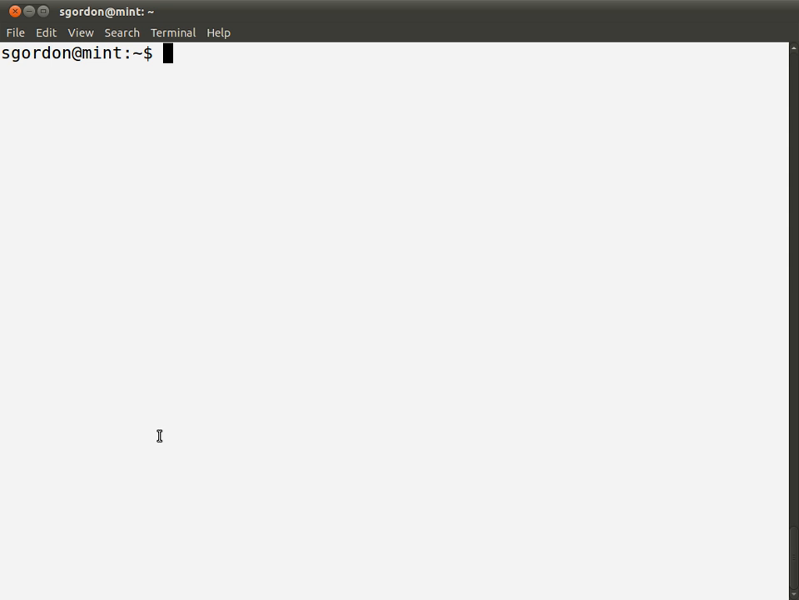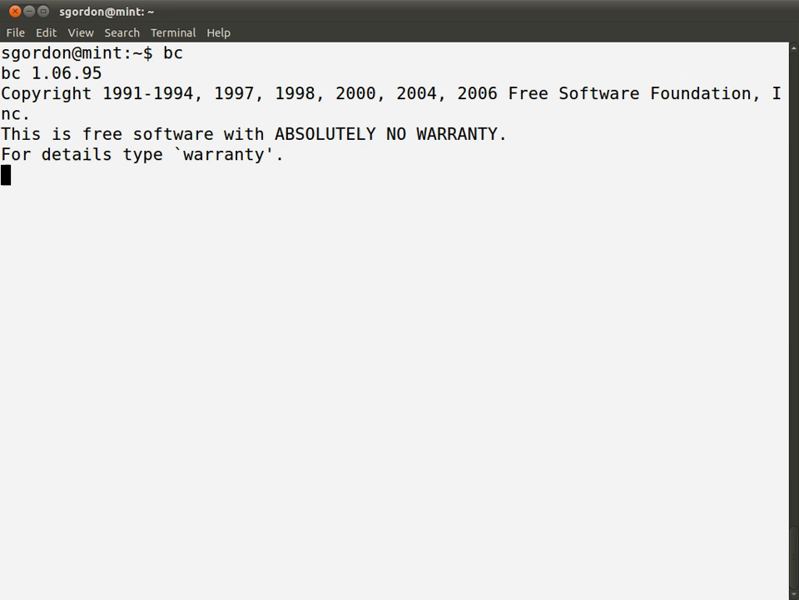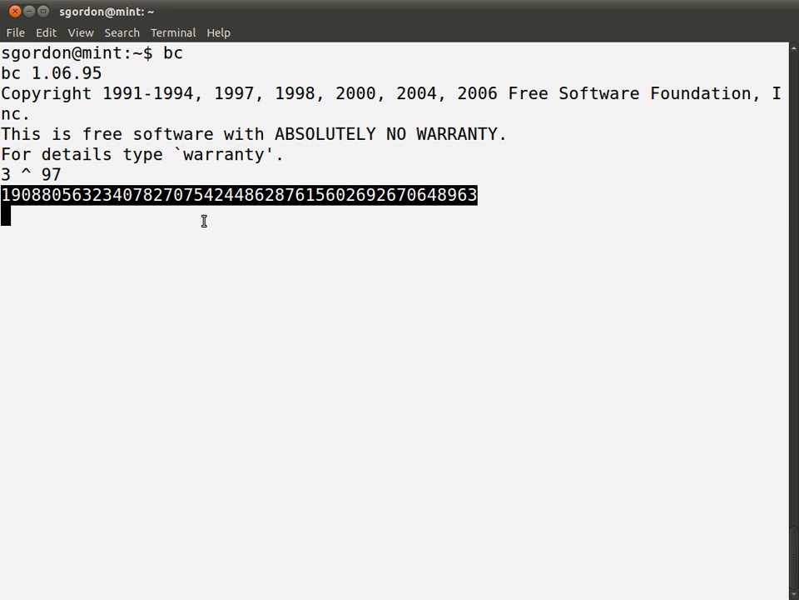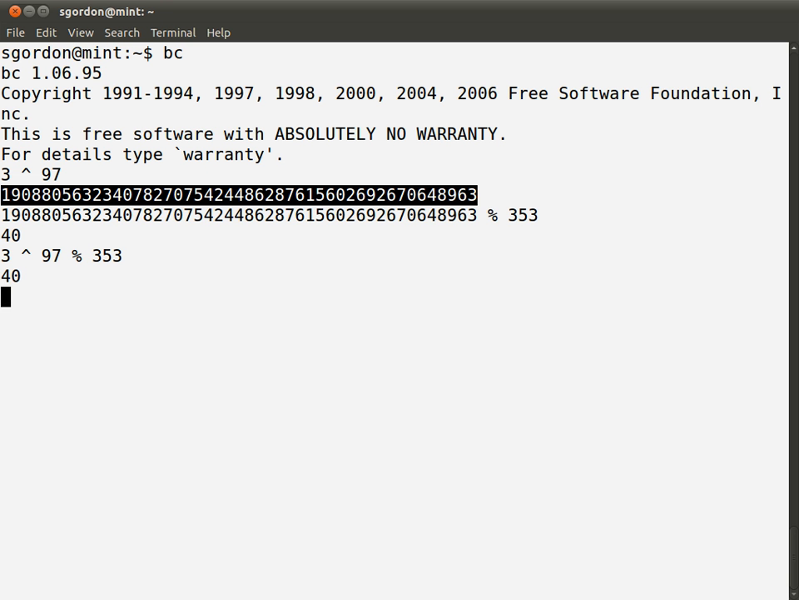So can we calculate it? bc is a calculator on most Unix systems. Let's try 3 to the power of 97. It calculates that, a large number. I'll copy that, mod 353, 40. So this will calculate it. In other words, 3 to the power of 97 mod 353 is 40. So the answer is 40 in this case. That's the public value of user A.